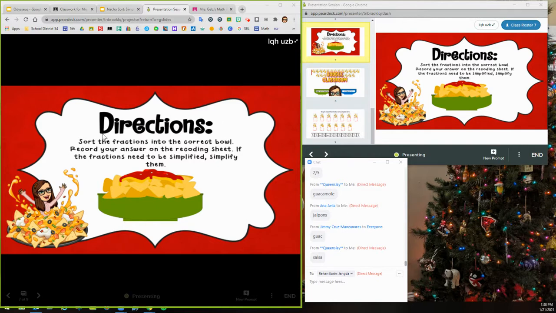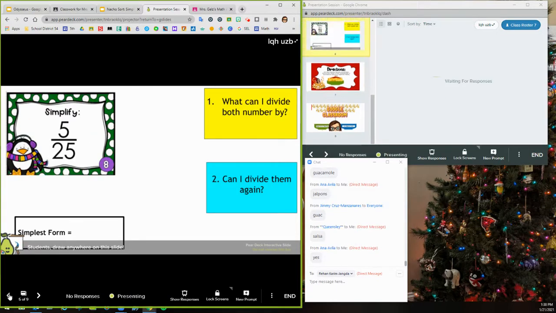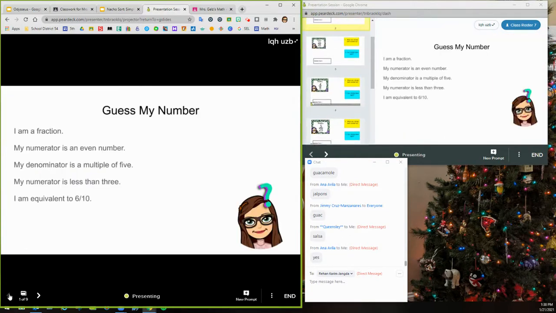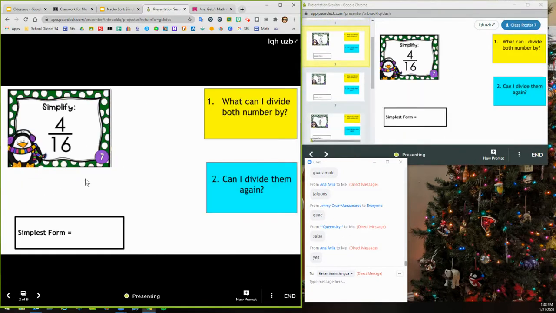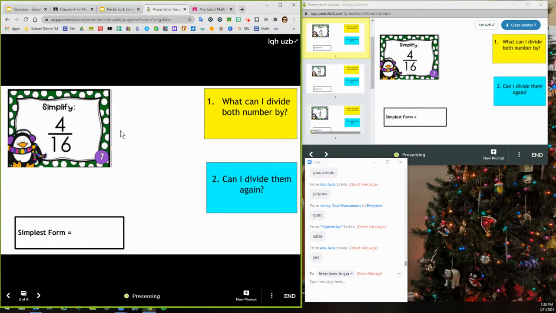We're ready? Okay, here we go, my friends. To get to the nachos, we gotta do a little review. So, let's revisit this topic from yesterday, simplifying a fraction, okay? We know that if we have a fraction like this, we might be able to reduce it into simplest form.